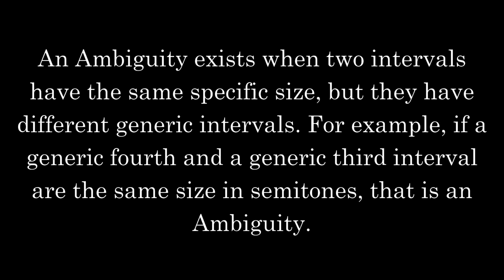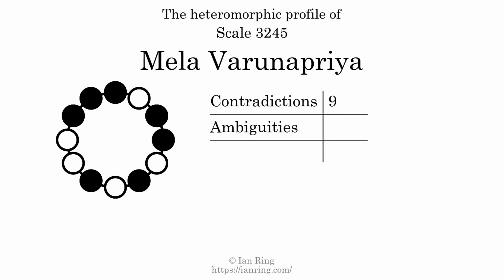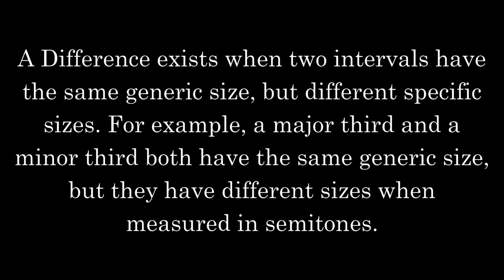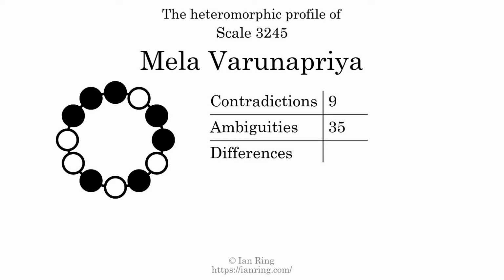An ambiguity exists when 2 intervals have the same specific size, but they have different generic intervals. For example, if a generic fourth and a generic third interval are the same size in semitones, that is an ambiguity. The number of ambiguities in this scale is 35. A difference exists when 2 intervals have the same generic size, but different specific sizes. For example, a major third and a minor third both have the same generic size, but they have different sizes when measured in semitones. The number of differences in this scale is 98.